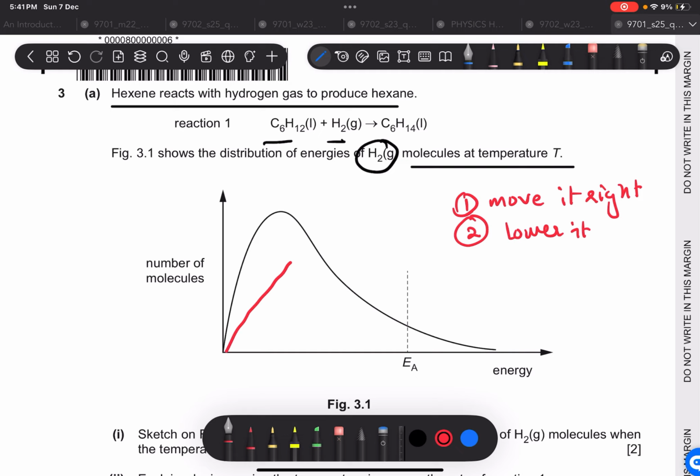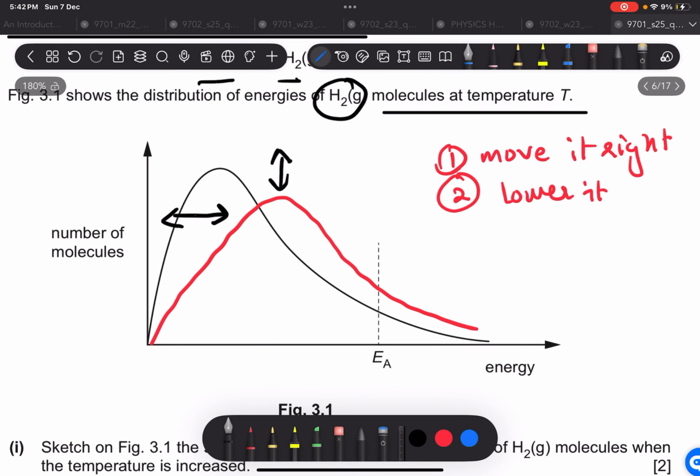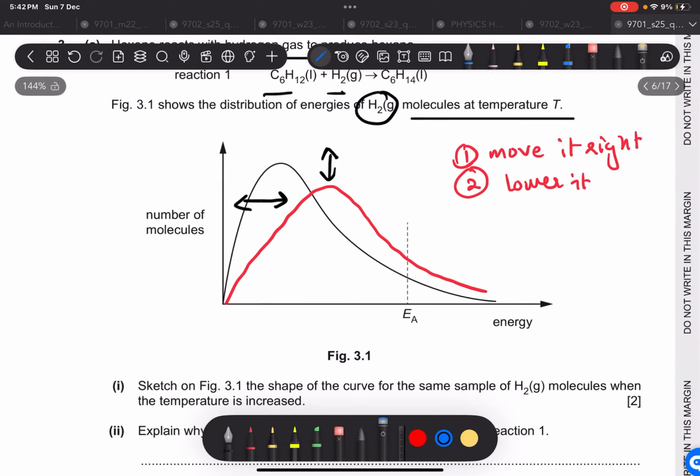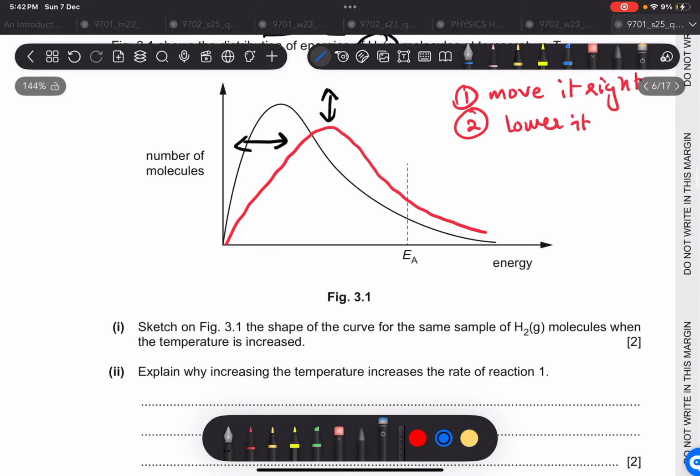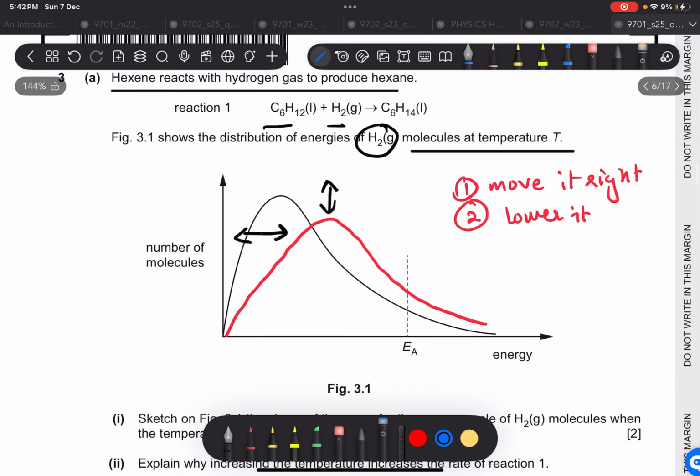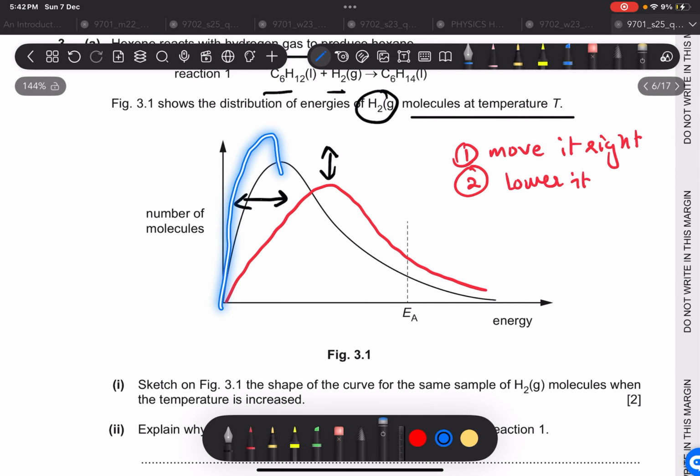So what we're going to do, make it something like this. We lowered the peak over here, and moved it towards the right. Two things you're doing, lowering it and moving it towards the right, that's all. And for a higher temperature, you're going to do this. And if the temperature is lower, you're going to increase the peak and move it towards the left.